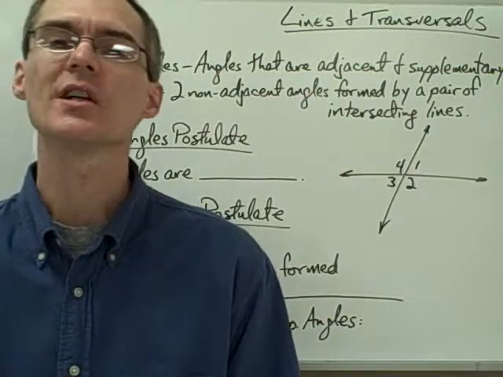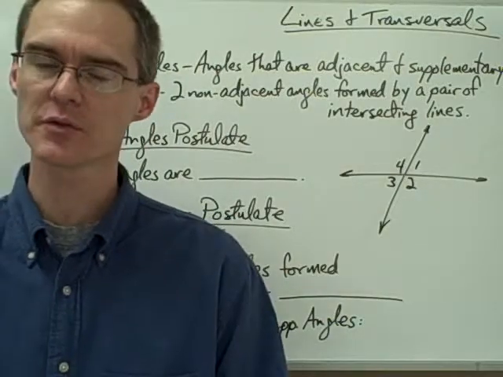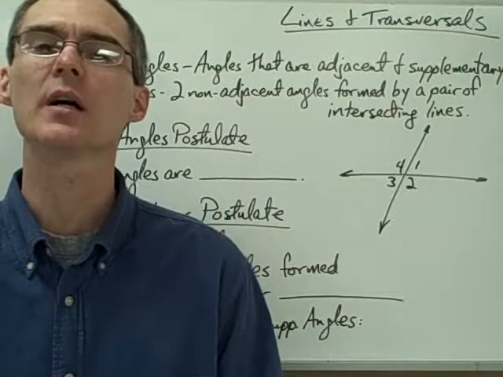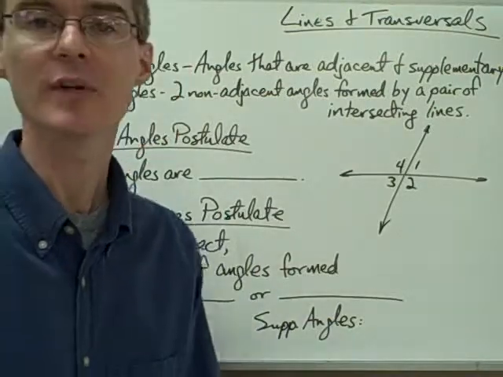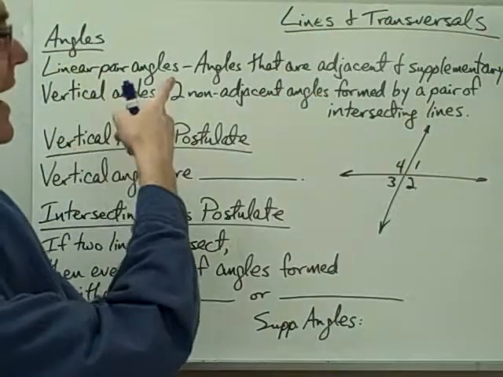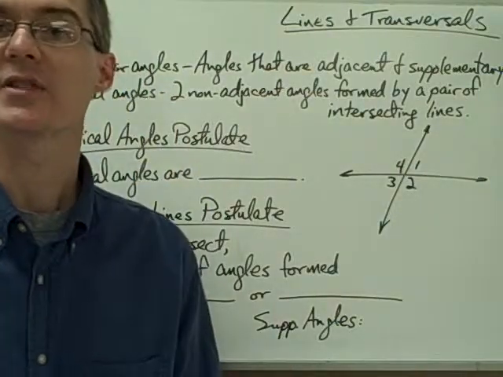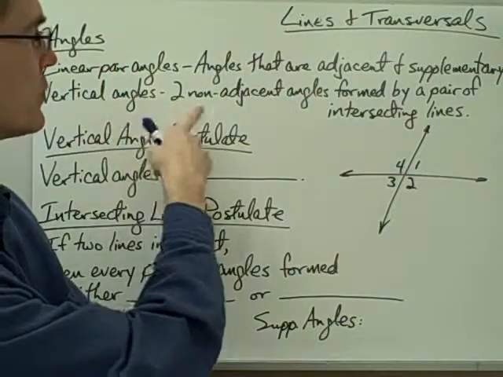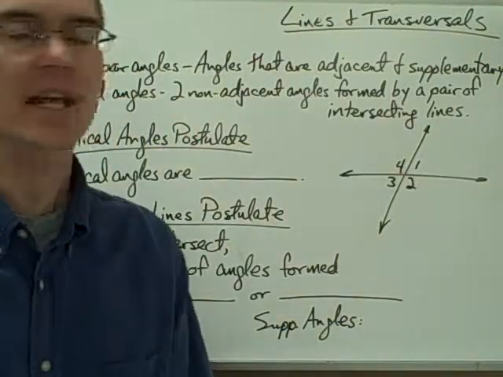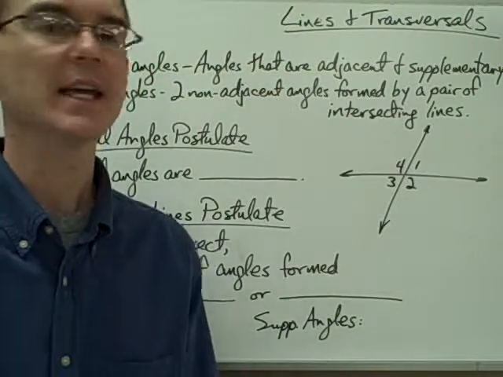Okay, this video is on lines and transversals, and we're going to start out by reviewing a couple of terms that we've already talked about because they're going to be important in this unit. Linear pair angles, which is just angles that are adjacent and supplementary, and vertical angles, which is two non-adjacent angles formed by a pair of intersecting lines.